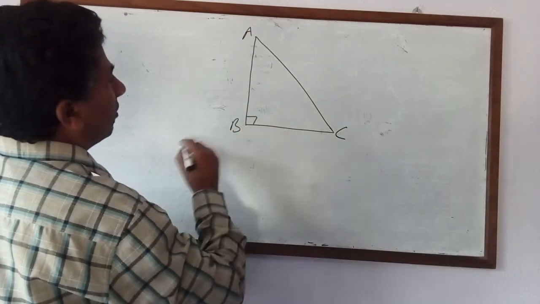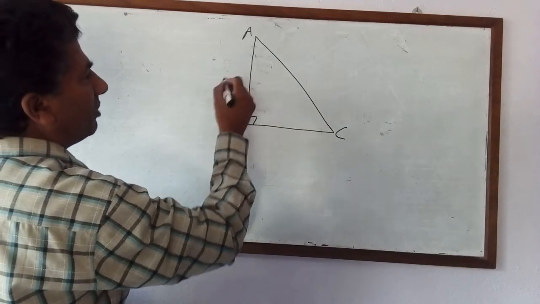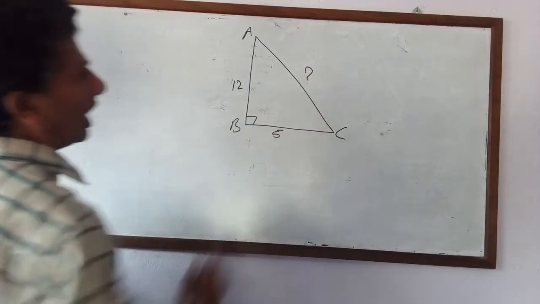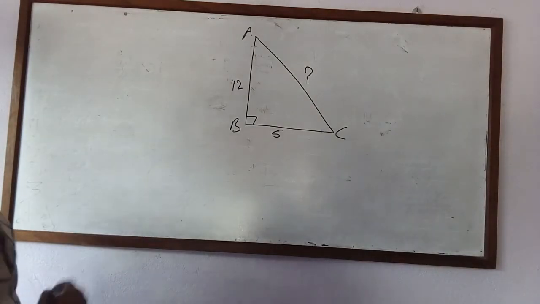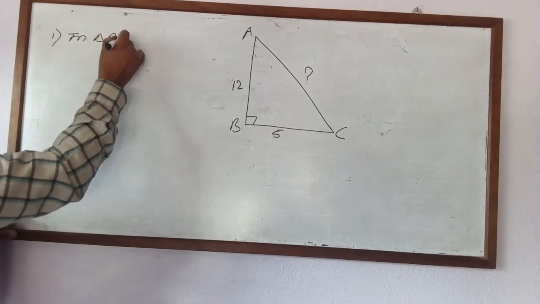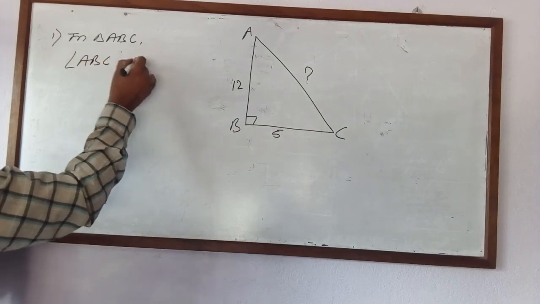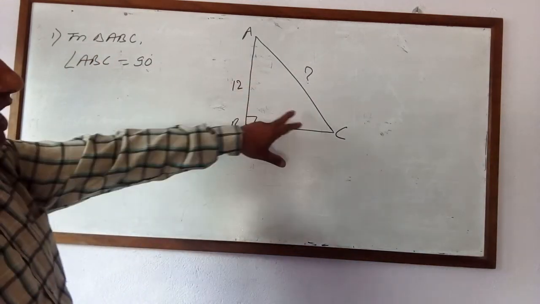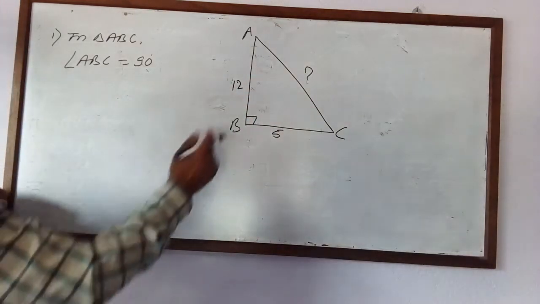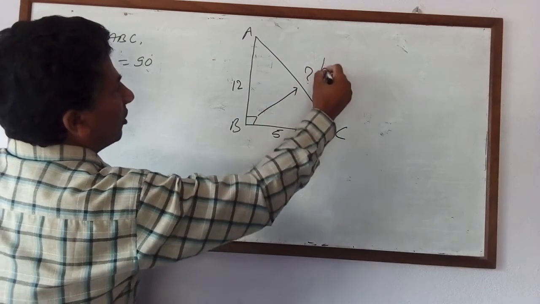Okay, now suppose this is 12 centimeters, this is 5 centimeters. Now this hypotenuse we don't know. Now in triangle ABC, this is the process. In triangle ABC, angle ABC is 90 degrees. That's why this is a right angle triangle. Out of this triangle, one angle is 90 degrees, that's why it is a right angle triangle. This is 90 degrees, so its opposite side is the hypotenuse H.